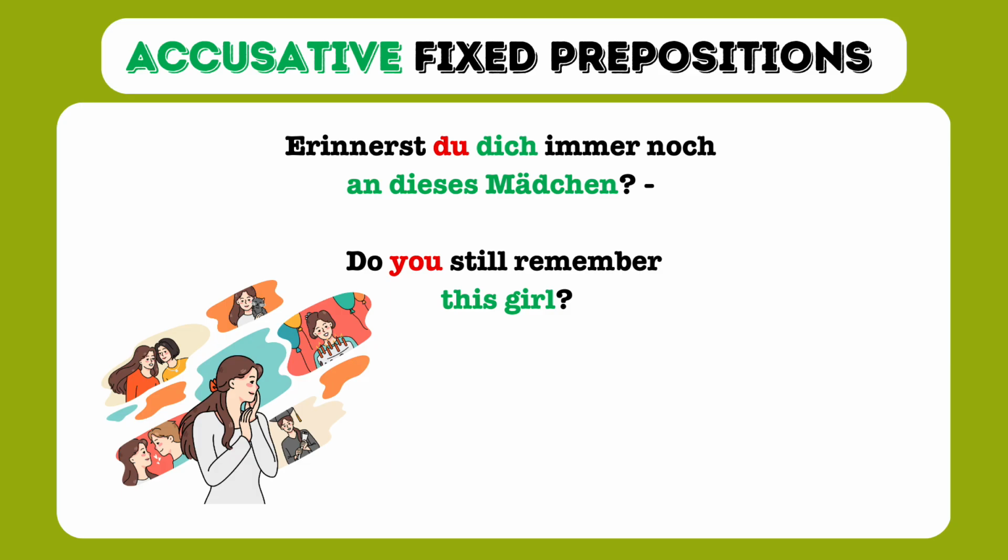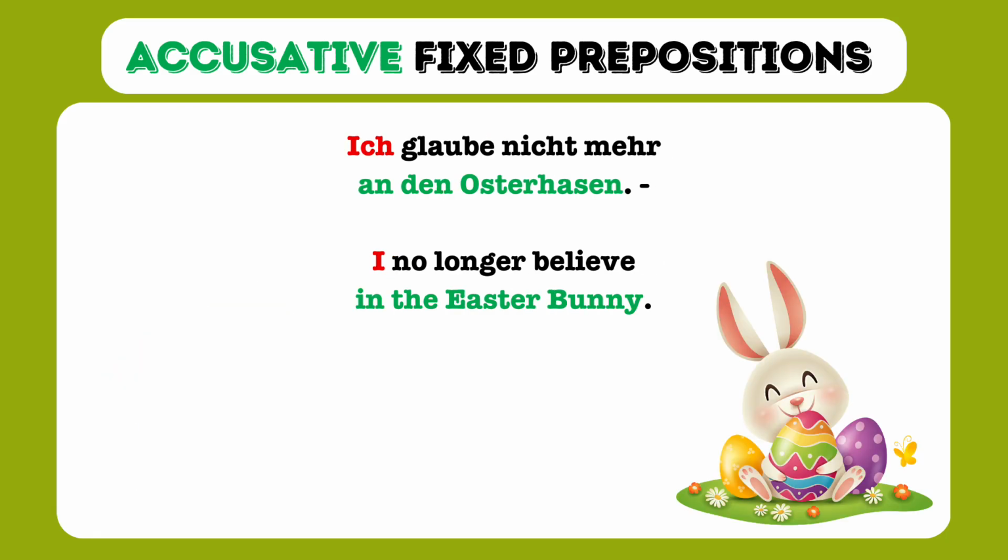Erinnerst du dich immer noch an dieses Mädchen? Do you still remember this girl? We use the accusative case with this preposition because that's what the German language decided to do, so we say an dieses Mädchen.